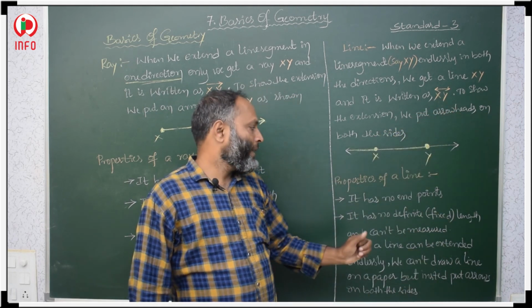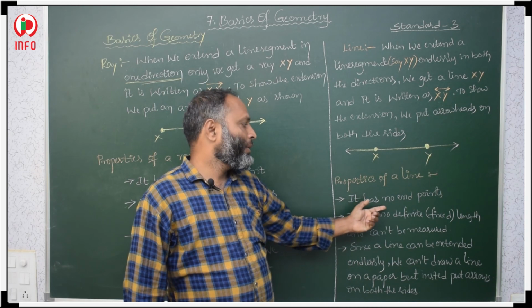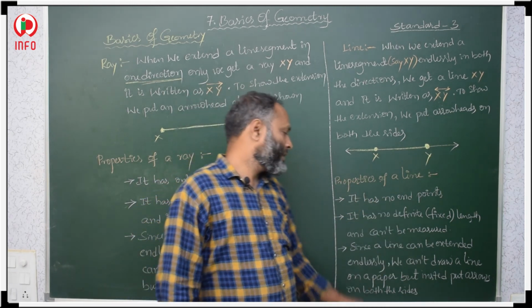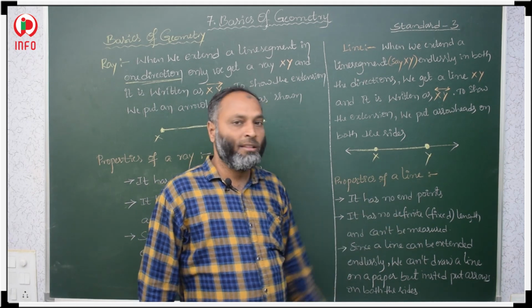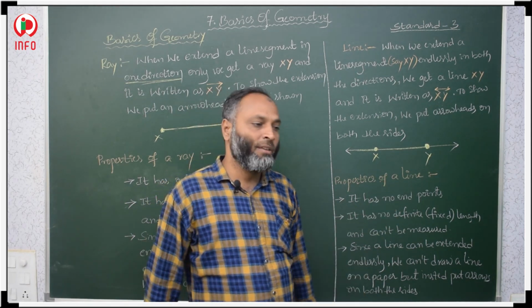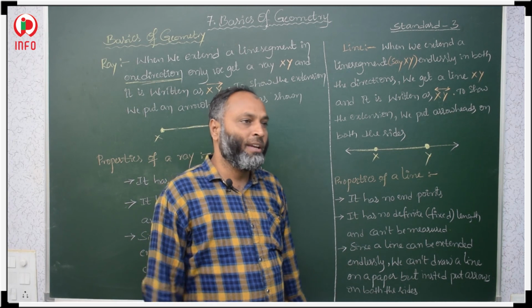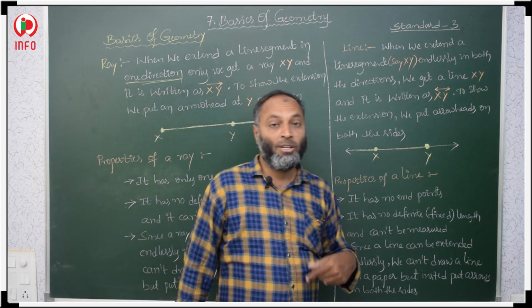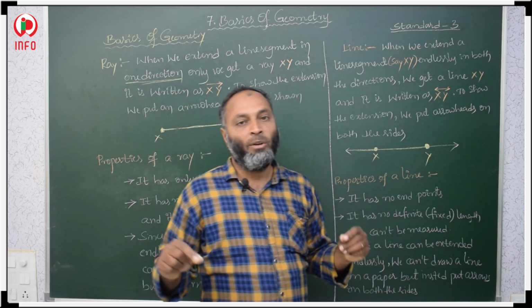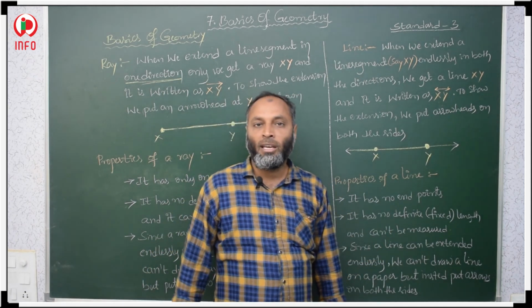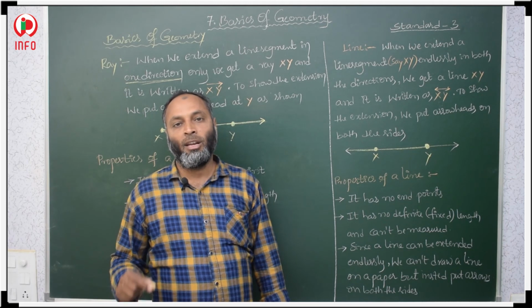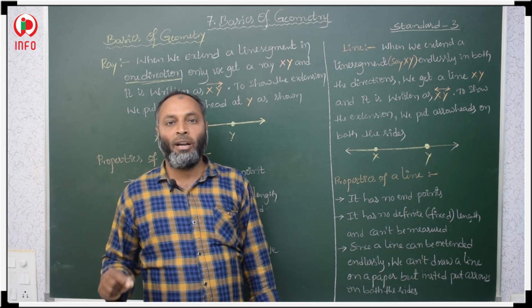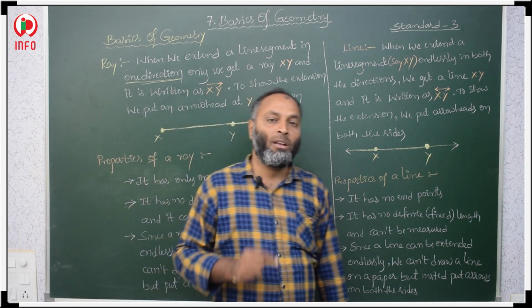Then the properties of a line. No endpoints: a line has no endpoints. The second, it has no definite length, because it extends infinitely in both directions. So we cannot measure the length of a line. We cannot show it fully on paper, but we can show it on paper by keeping arrowheads on both sides. If we want to show a line on paper, we keep arrowheads on both sides.